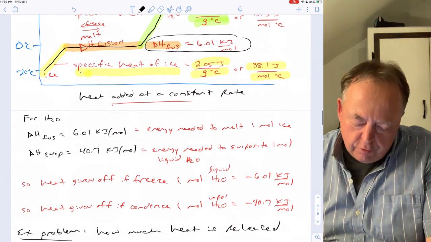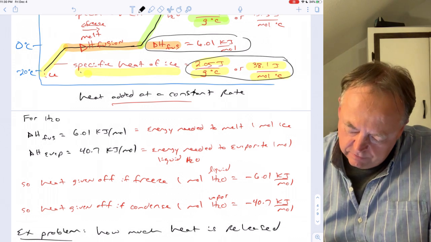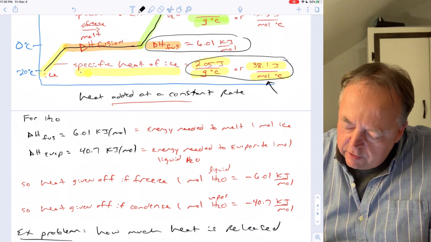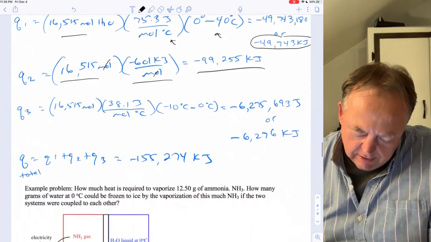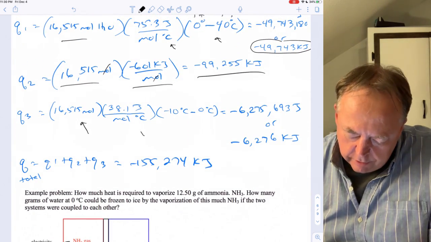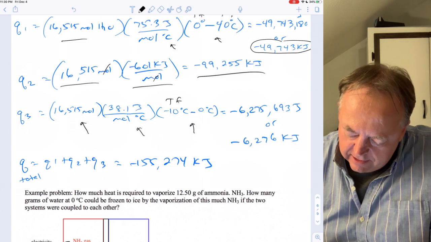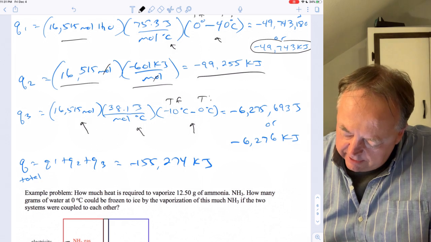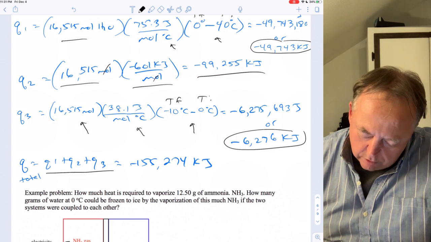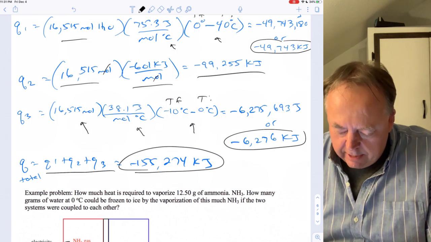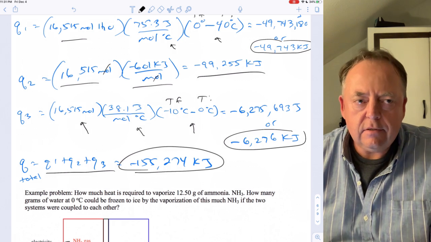And then to calculate Q3, we need the specific heat capacity of ice. Since we know the moles of water, we want to use the 38.1 joules per mole degree Celsius. We calculated the moles earlier, so you use the molar heat capacity of ice times the change in temperature. T final is negative 10, it started at 0. Calculating that out, we get negative 6,276 kilojoules. So now we just add the three together, Q1 plus Q2 plus Q3, and we get negative 155,274 kilojoules of energy that would be released in that process.